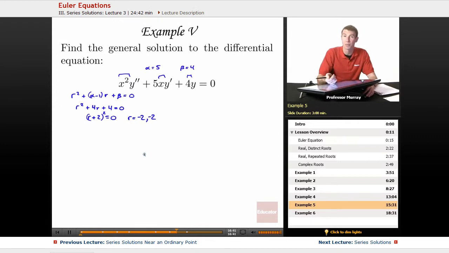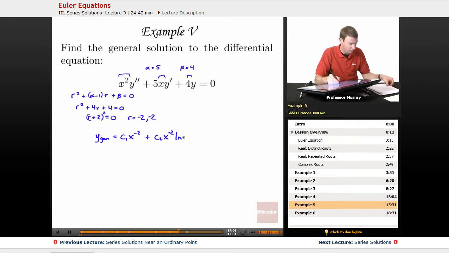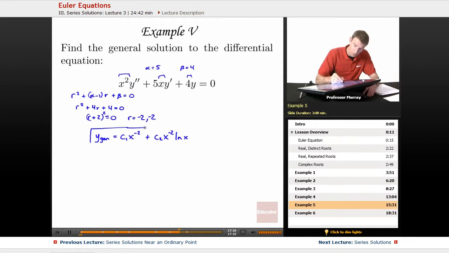And remember, we have a special formula for when you have a double root of an Euler equation. And that formula is, first you just have x to that power, c1 x to that power. But then you can't have c2 times x to that power again, because that would just be a copy of your first solution. And the way you get around that is you multiply on a natural log of x. So that's our general solution to that one.